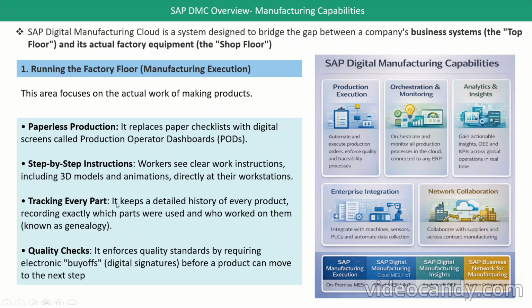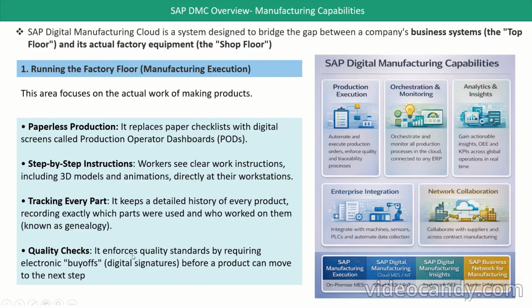Tracking every part. The meaning is that whatever components need to be assembled or consumed, each one's recording will be performed and stored in the digital manufacturing execution system as a genealogy, and that can be extracted as a report at any time.